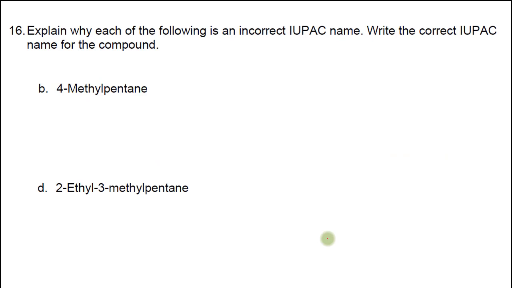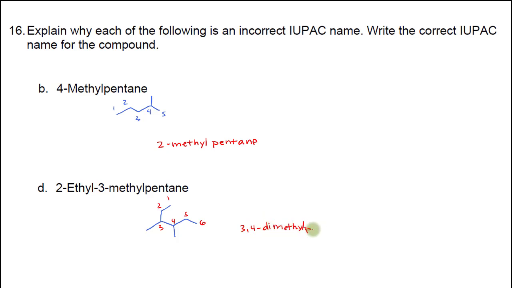Okay, so here's another one where we have to find why it's incorrect. So pentane, 4-methyl. We want lowest numbering, so this one should be 2-methyl pentane. This is 2-ethyl, 3-methyl. Our longest parent chain here is wrong. It should be a hexane. So our naming now is 3,4-dimethyl pentane.